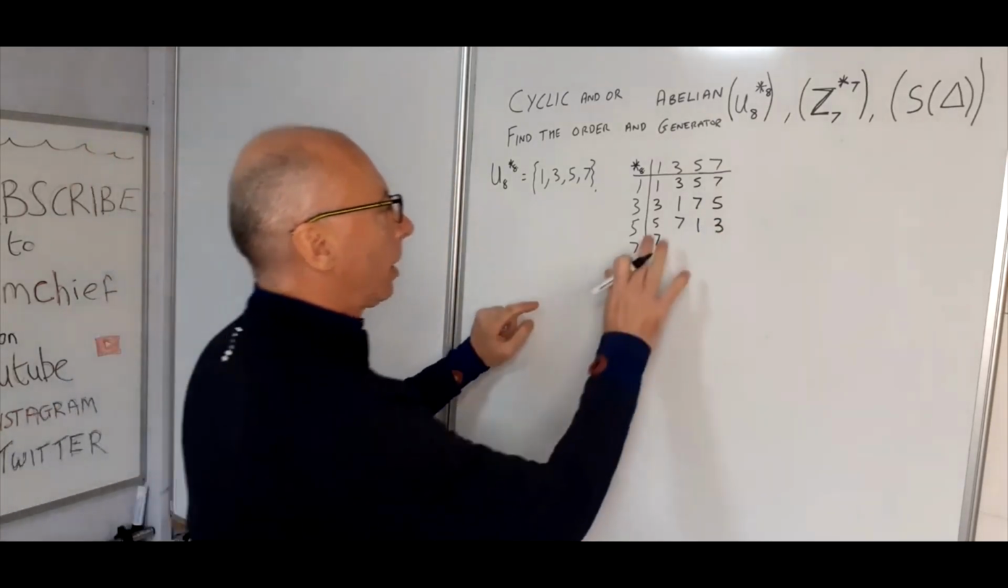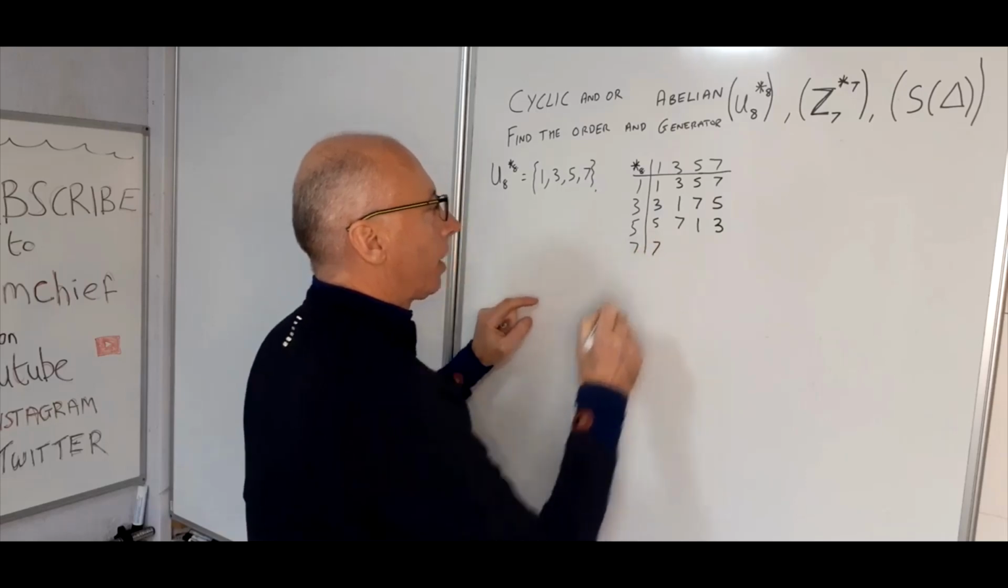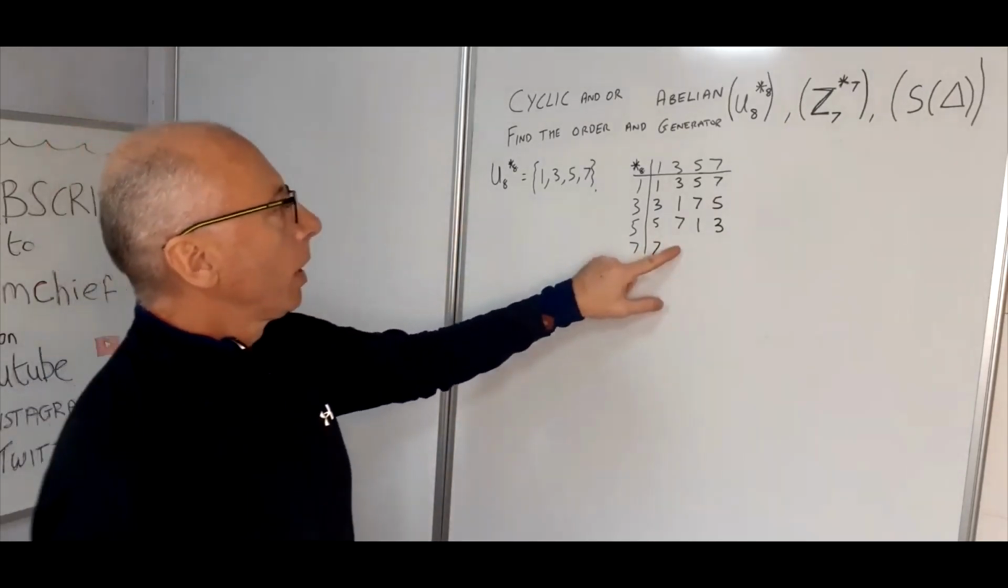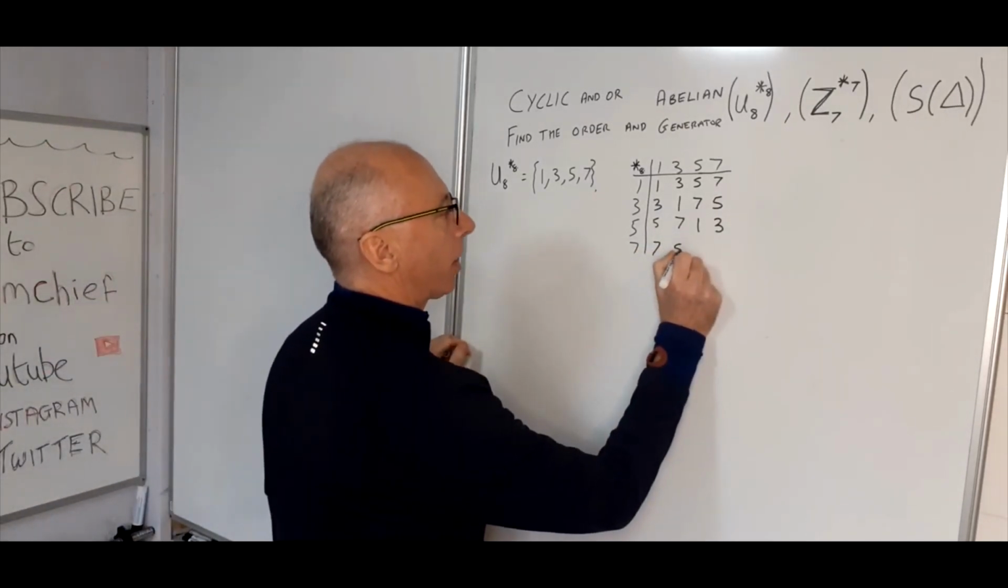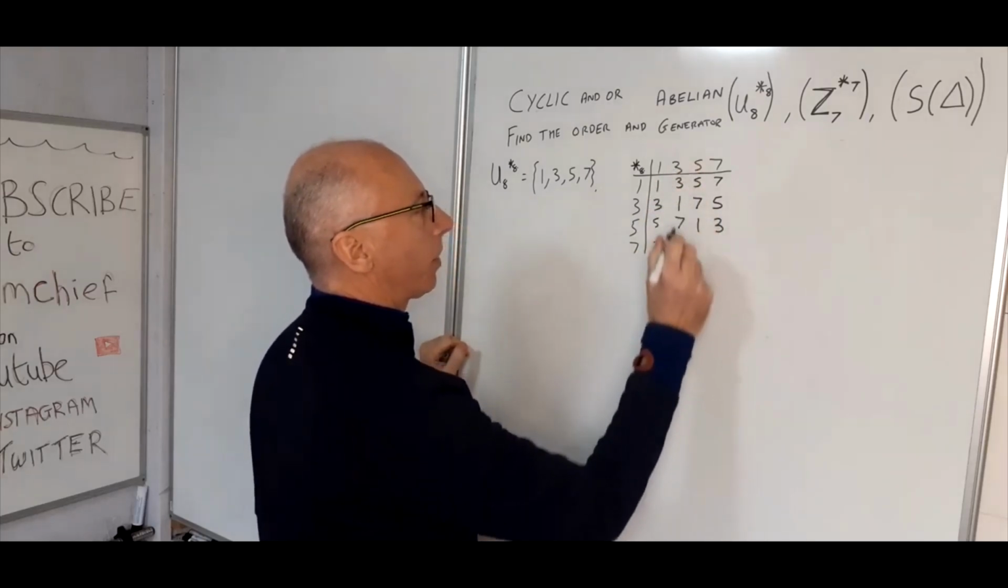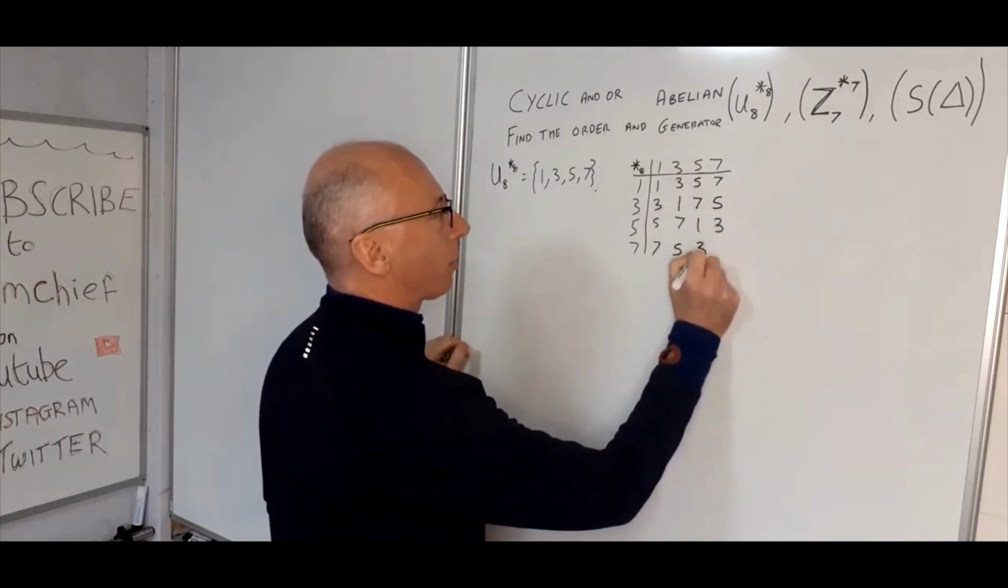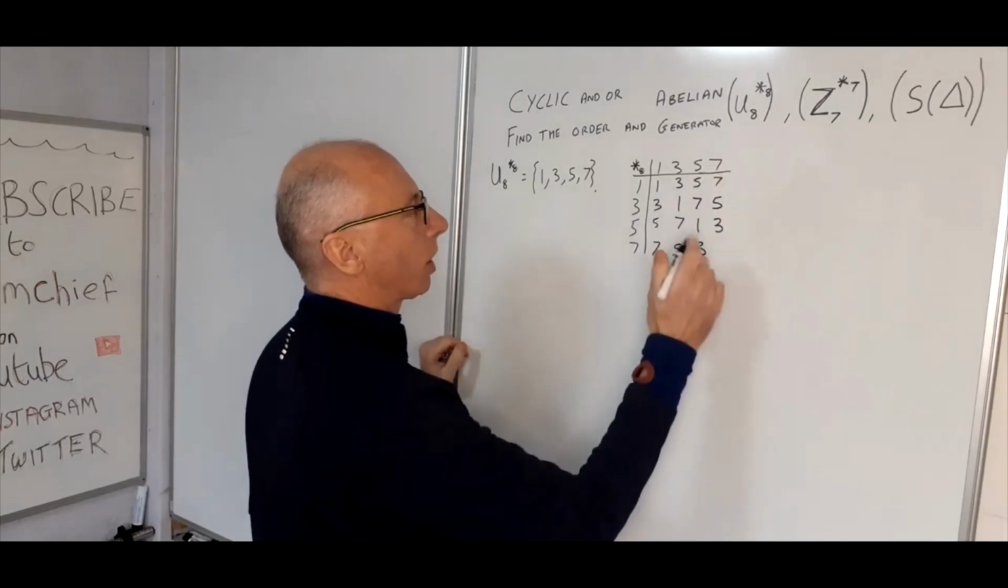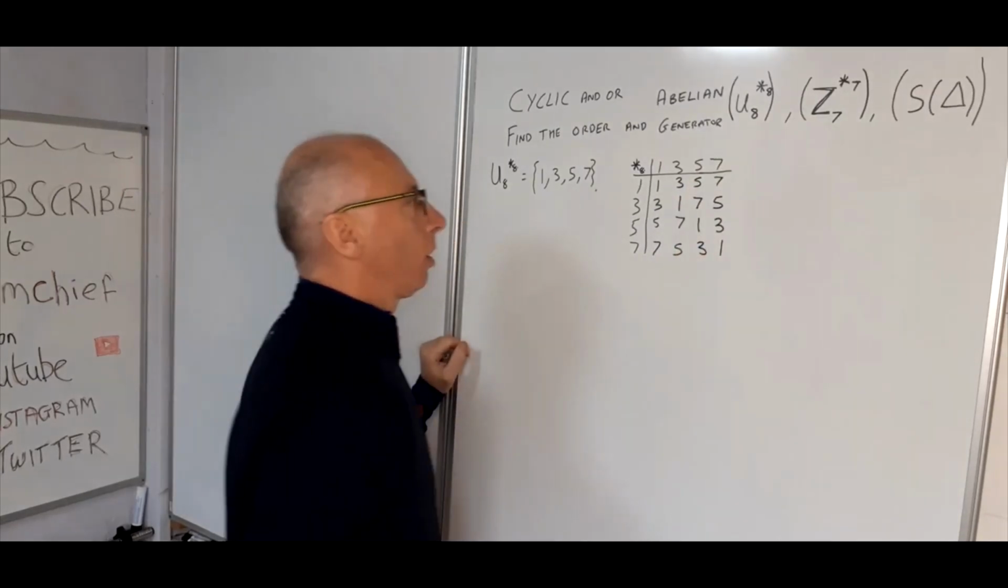And here, let's bring this down in a better line. 7 3s are 21, modulus 8 is 5. 7 5s are 35, modulus 8 will give us 3. And 7 7s are 49, modulus 8 will give us 1.